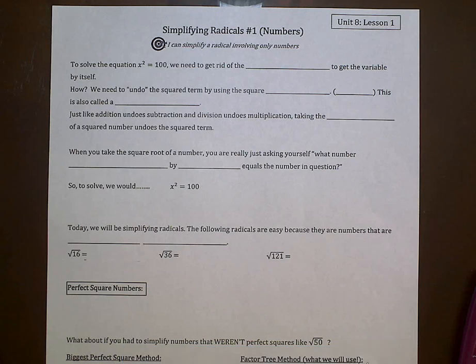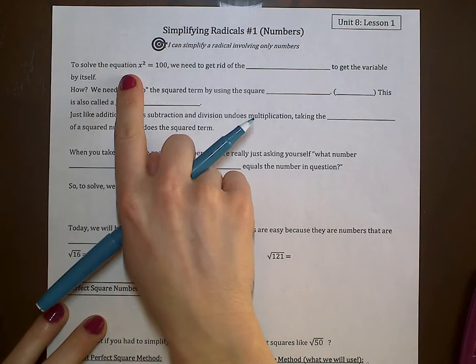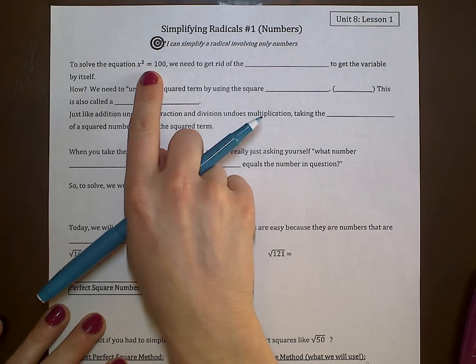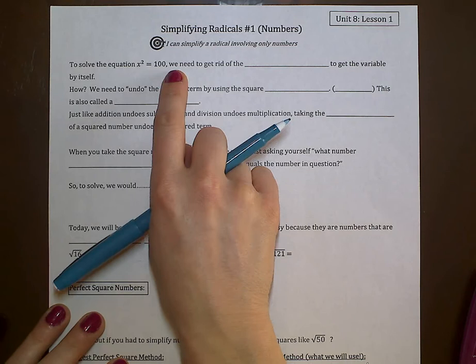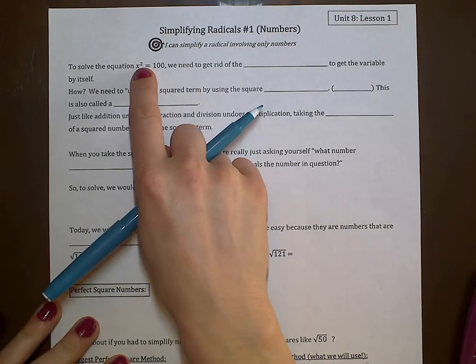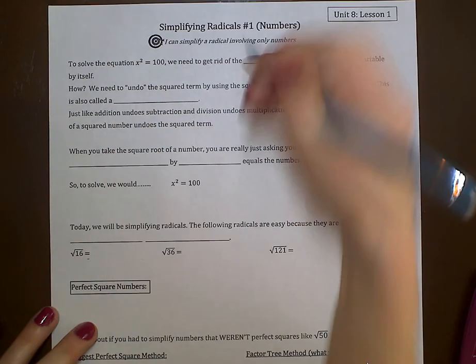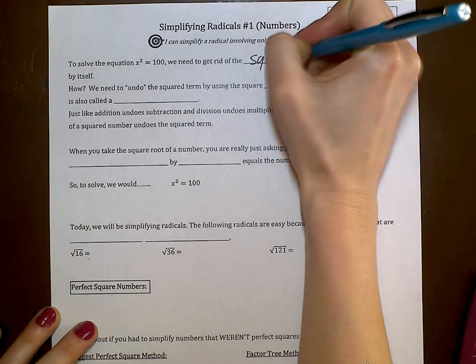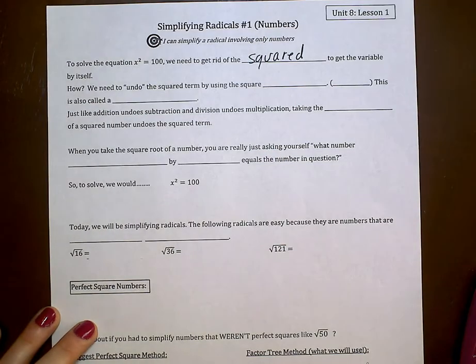Welcome back, guys. We are starting Unit 8 today, which is all about something called radicals. Now, let's get right into it. To solve this equation, x squared equals 100, the first thing and the only thing we need to do is get rid of the squared. And then we have x alone. Once we get x by itself, we know we've solved it.